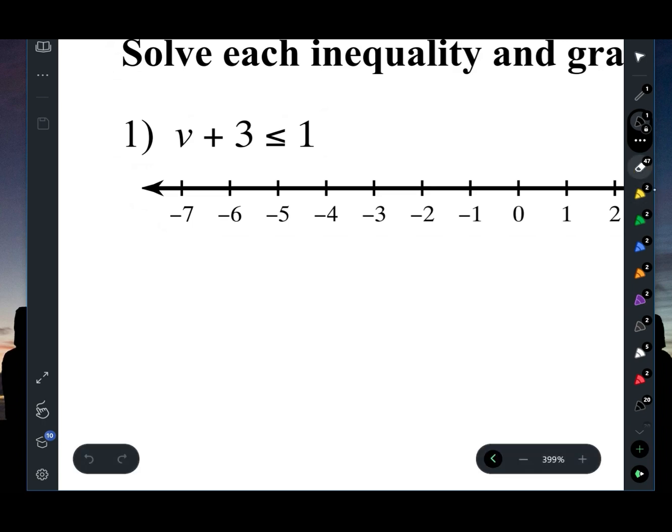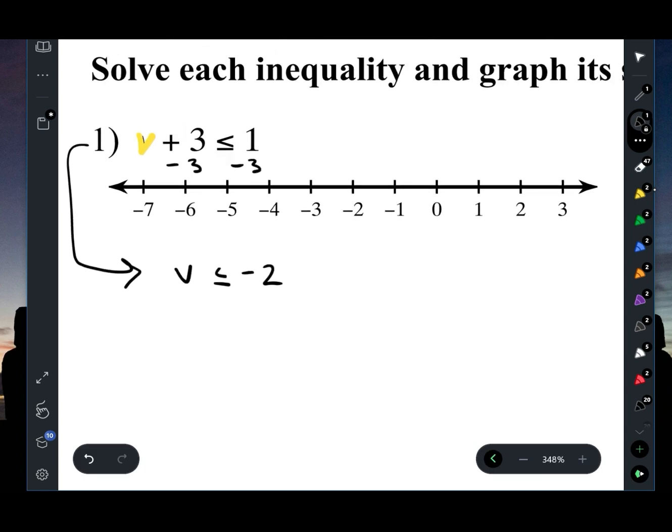Basically, think of it as v plus 3 equals 1, and do what you would do if you had to get v all by itself. So that's what we have to do. We're just going to subtract 3 from each side. Subtract 3. That's going to make it v, and keep the sign the same, less than or equal to negative 2.